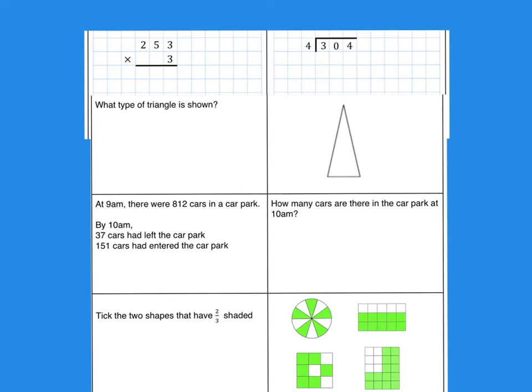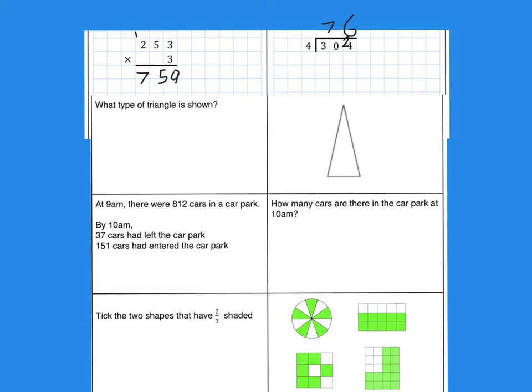Okay, so to begin, we're going to look at some revision questions. I want you to pause the video now before I get through the answers. Okay, so the first one is a multiplication sum. 3 3s are 9, 3 5s are 15, so put down your 5, carry your 1, 3 2s are 6, add your 1 is 7, 759. 4 into 3 doesn't go, 4 into 30 goes 7 times, remainder 2, 4 into 24 goes 6 times.